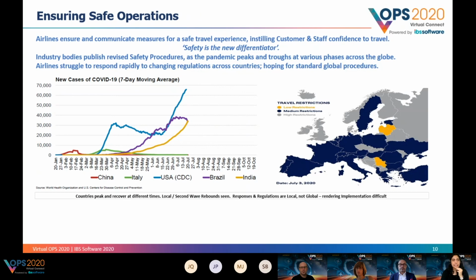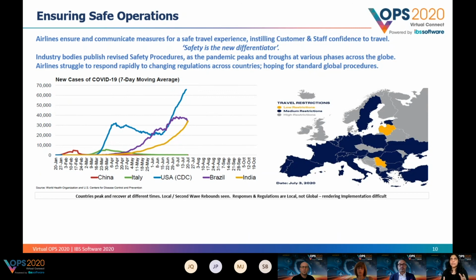The third thing that we're discussing here is very much something that we all were talking about: safety, trust, and confidence, instilling that in customers as well as the staff. It seems as if our airlines are saying that safety is the new differentiator, because the safer your messages to your customers, the better the chance of you differentiating yourselves and having more business in the future. There's also another aspect that was coming out, that regulatory bodies were changing their rules so often depending on the fluctuations in peaks and troughs of COVID infections across the globe.